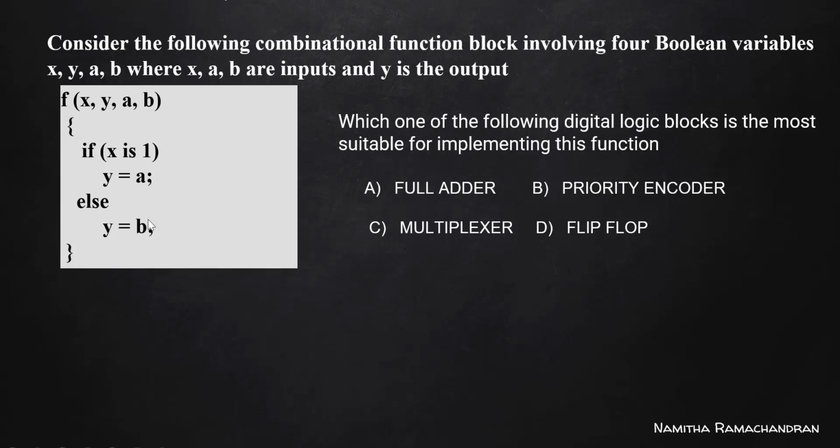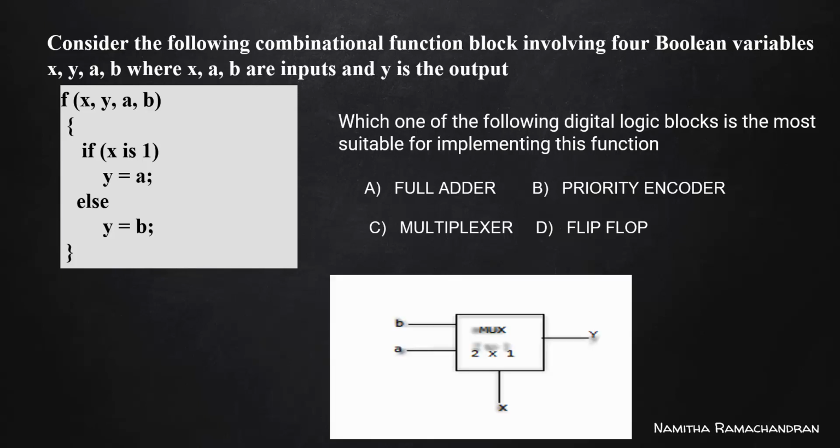So from this it is clear that there is only one output line, that is y. Y is assigned with A or B inputs based on the value of this x. If x becomes 1, A input is assigned to y. If x equals 0, B input is assigned to y. That means this is actually the function or working of a 2 by 1 mux, like this.